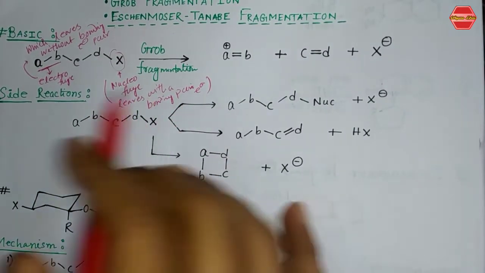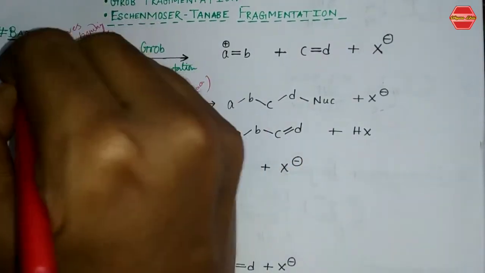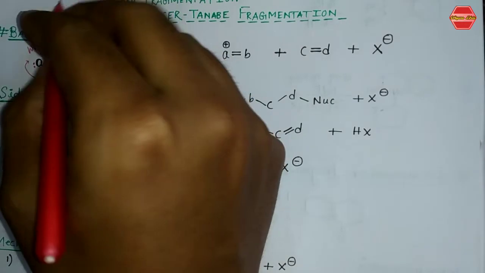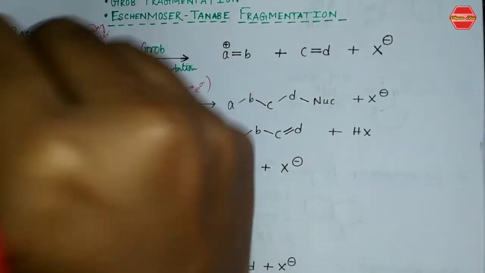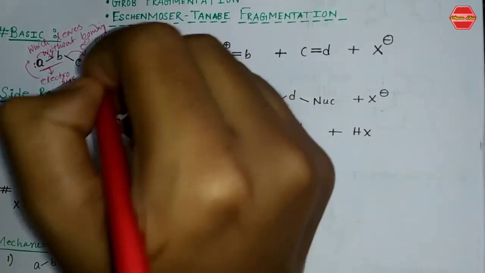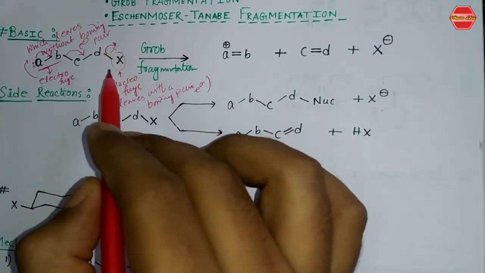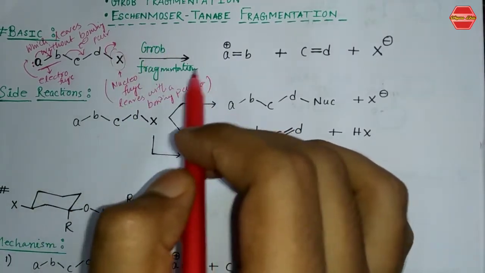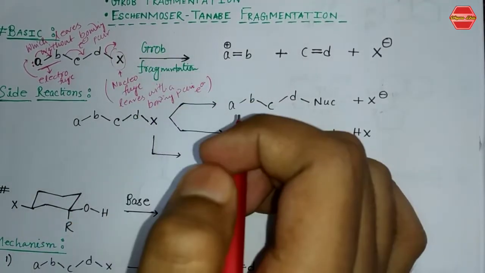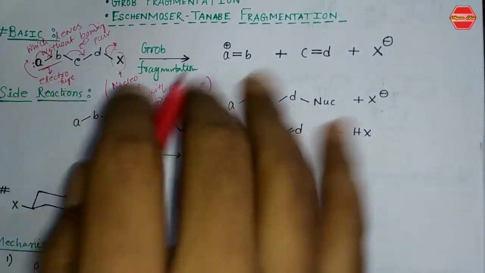So when we are using this condition, that is the GROB'S fragmentation, now this A has a lone pair of electrons. It basically pushes its electrons over here, and these bonds go over here, and this will leave from the system. That's why it is called the nucleofuge. As you can see over here, it leaves from the system with its bond pair of electrons. So that is why it is called the nucleofuge, and the other is called the electrofuge.